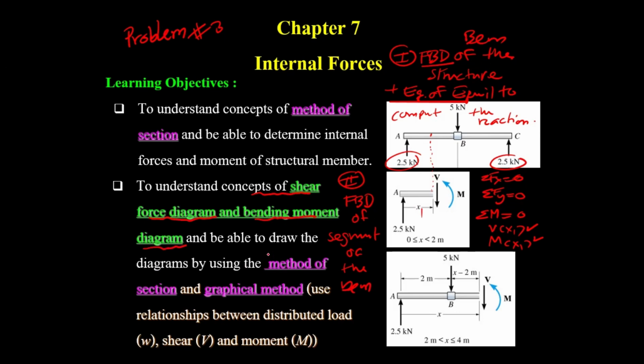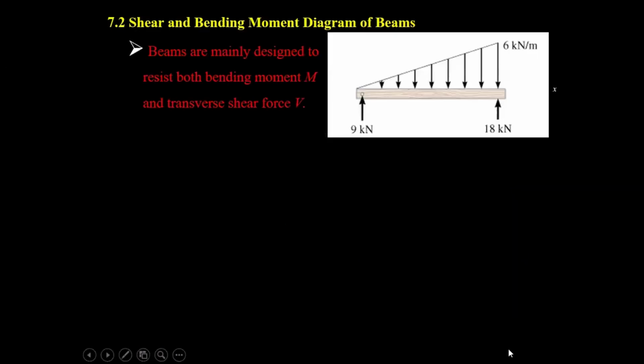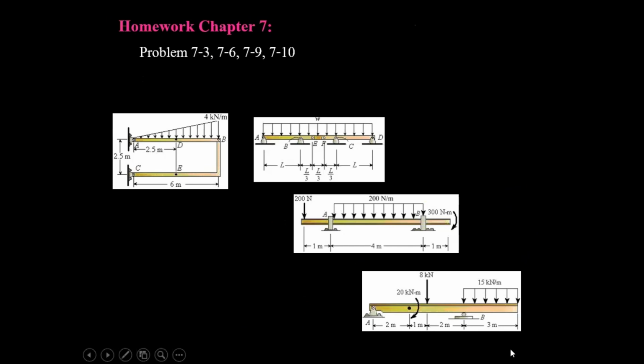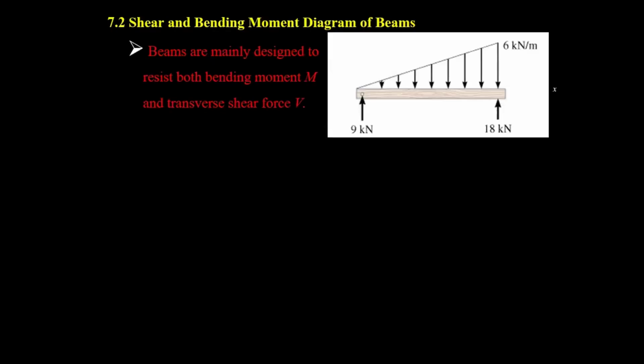The method that we use is called the method of section. We have to cut the section of the beam, of the structure, and then we determine the relationship of the shear force with the coordinate. After you finish what you learn here, you should be able to draw the free body diagram, determine the reaction, and also draw the free body diagram of the segment of the beam, and determine the function of the shear force and the function of the bending moment.